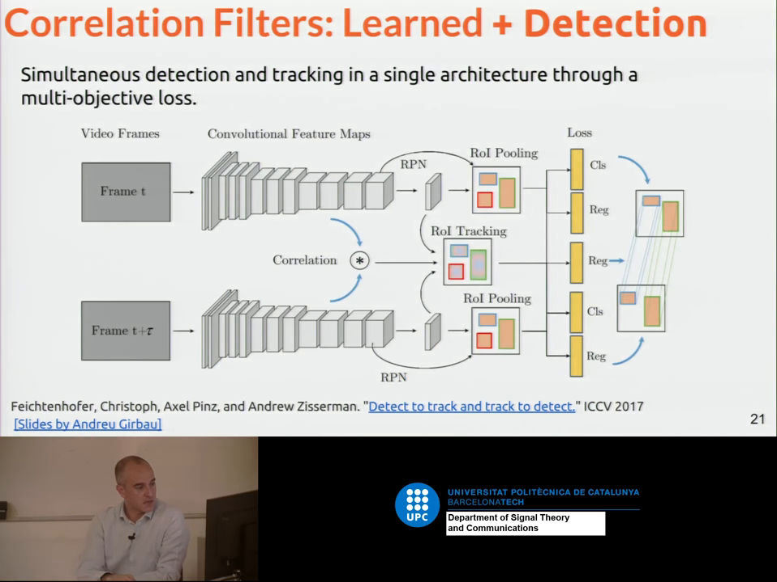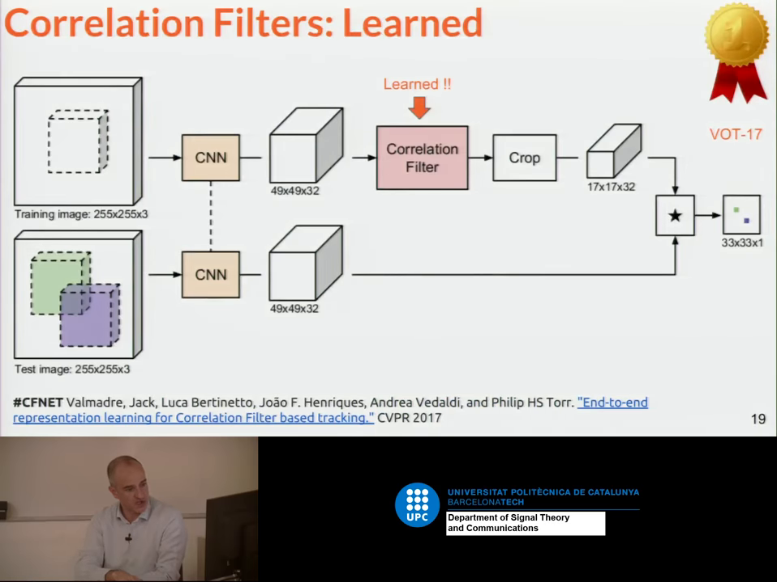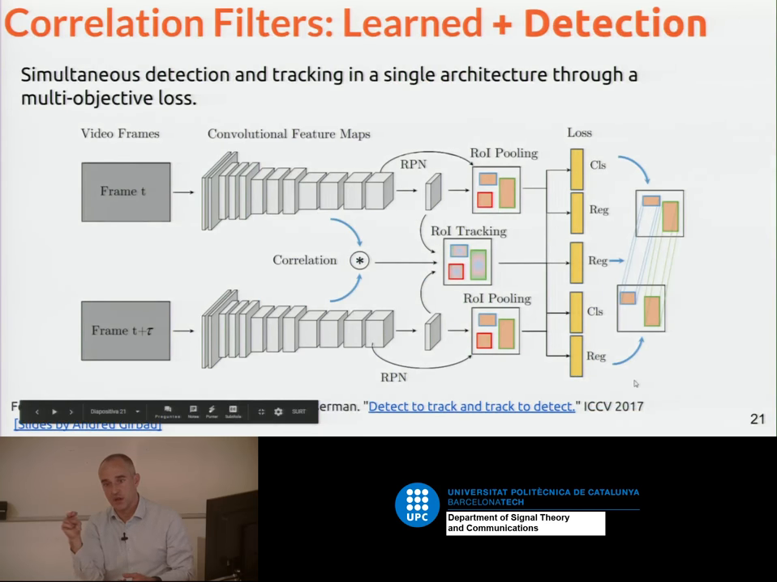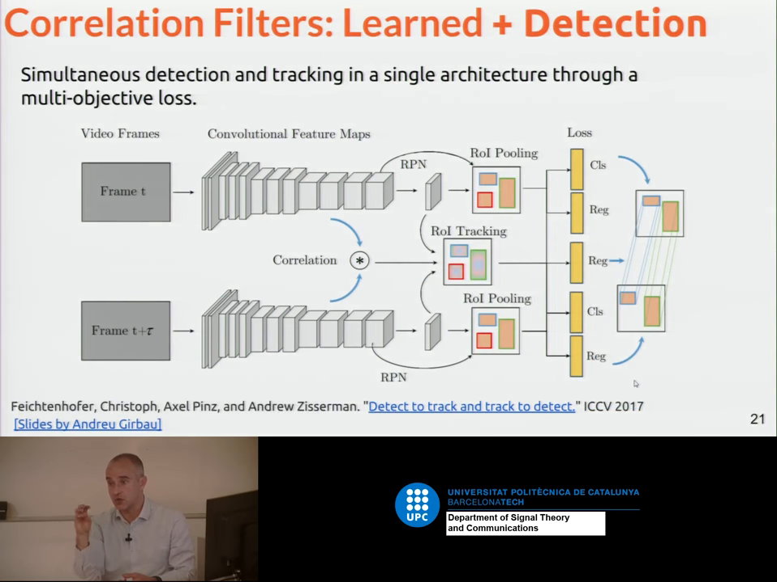So this scheme. Anyway, in this other work, now I change work, but this one was the basic one with correlation filter, the classic tracking, and then in this other work, they solve both the tracking and the detection. Remember at the beginning that I showed you, in some works you are given the bounding box, you need to track it.